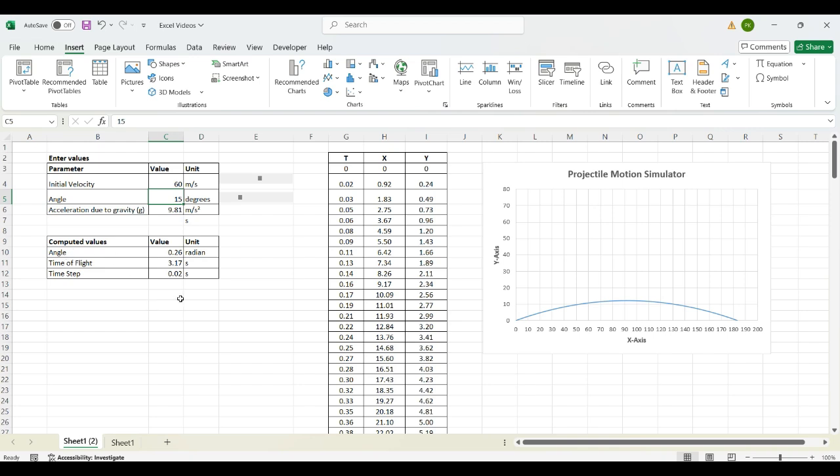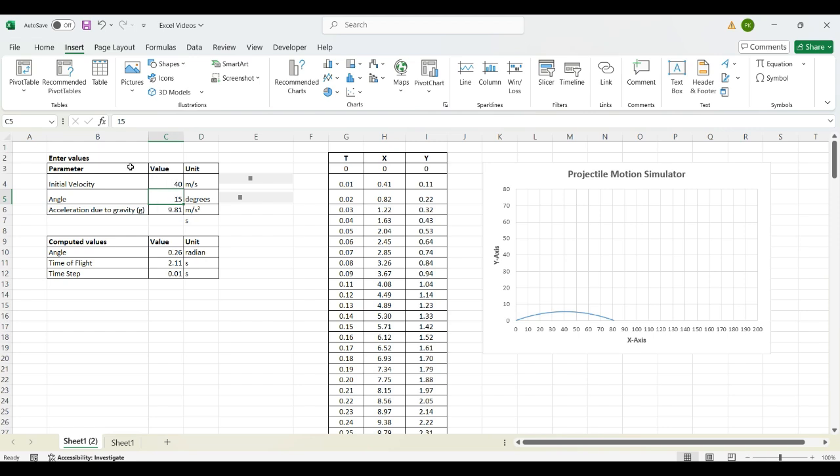In this Excel spreadsheet, you can enter the initial velocity here. You can enter the angle of release and acceleration due to gravity. Based on the entered values, you will see the projectile path. If you change the values of these parameters, the projectile path will change. So let's say if you decrease the initial velocity from 60 to 40, you can see the projectile path changes and the distance covered by the projectile also decreases.